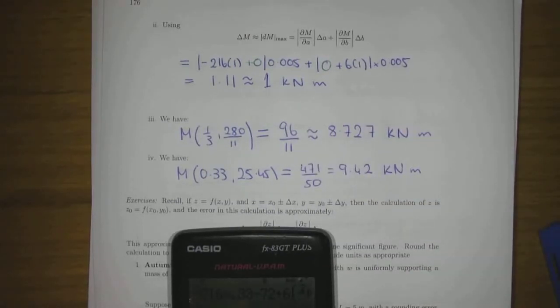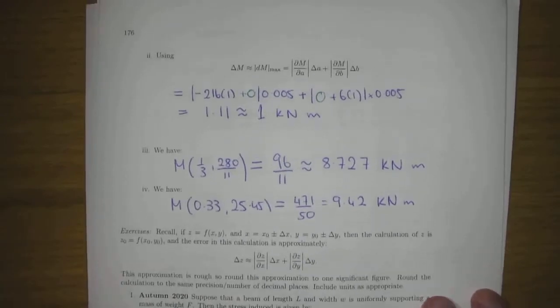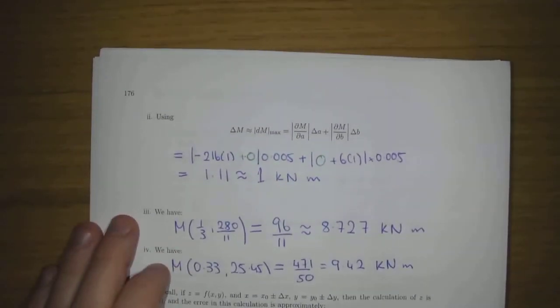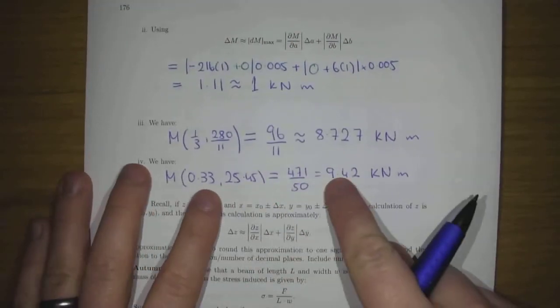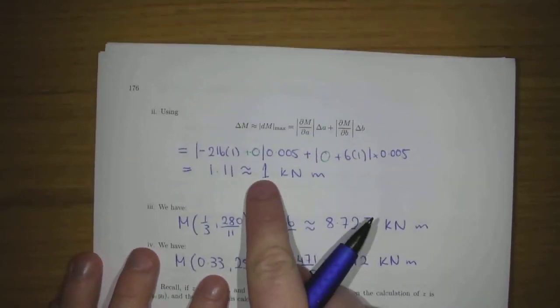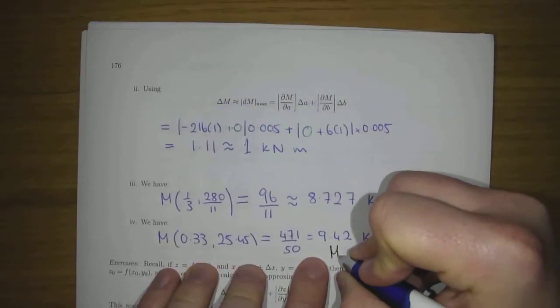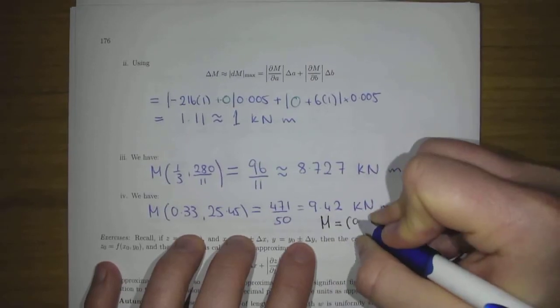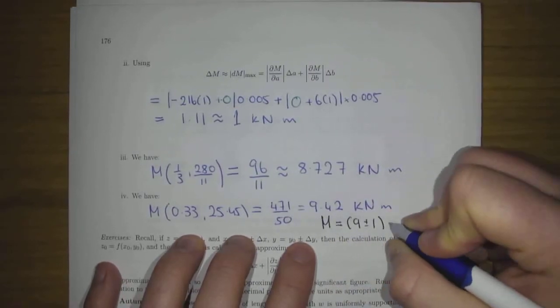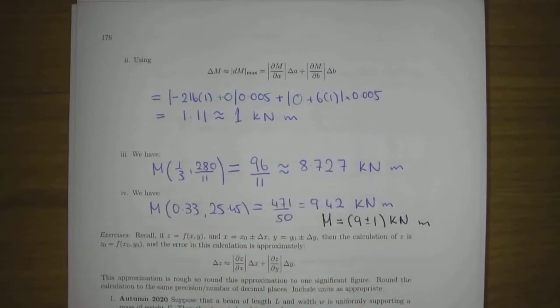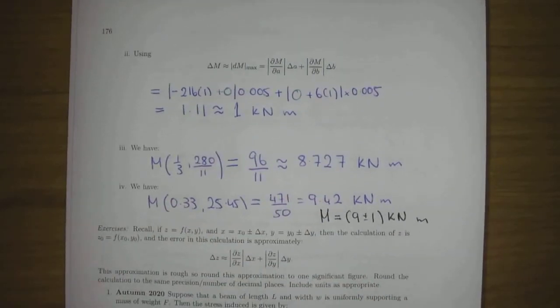So in general here, what I'll be looking for is you put your measurement plus or minus your error. So your measurement here would be using the rounded values, 9.42. But here, look at the 1, you should round it to nearest 1. So what you could see here is that M is equal to 9 plus or minus 1 kilonewton meters, and notice that it does capture the 8.727, which is a good thing.